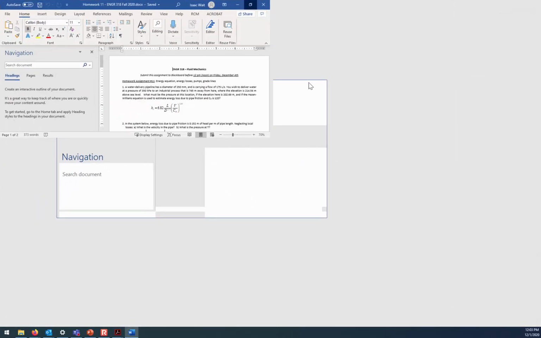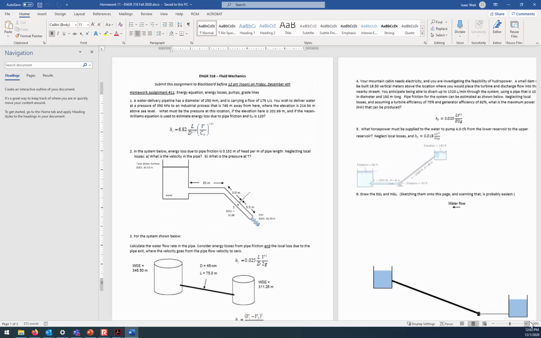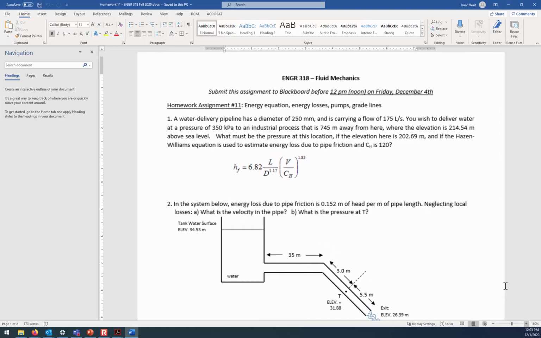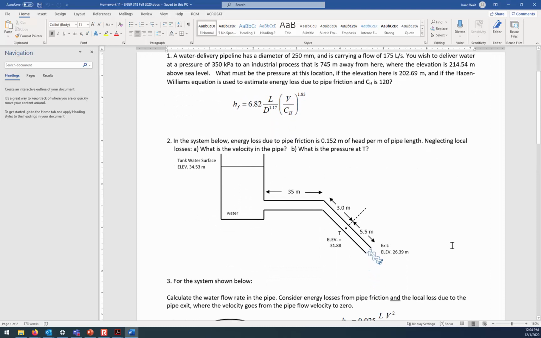Let me bring it up since I mentioned it. So this is what your homework assignment looks like. This is the one that's due on Friday. And what you're going to be doing in this second problem is determining the velocity in the pipe, because you know the elevation difference between the water tank surface and the outlet. When the water comes out of this pipe, it still has its velocity head.